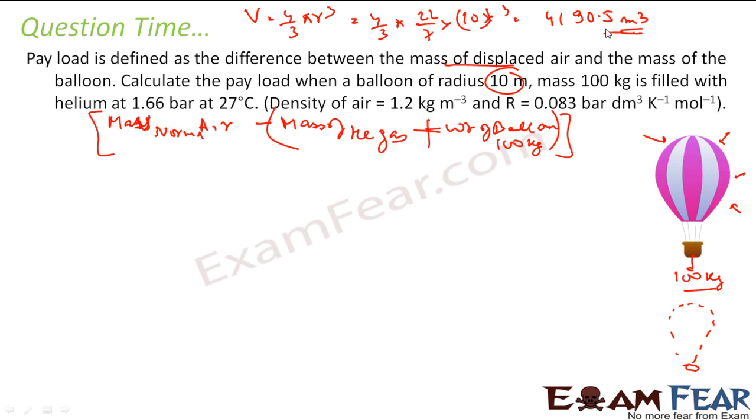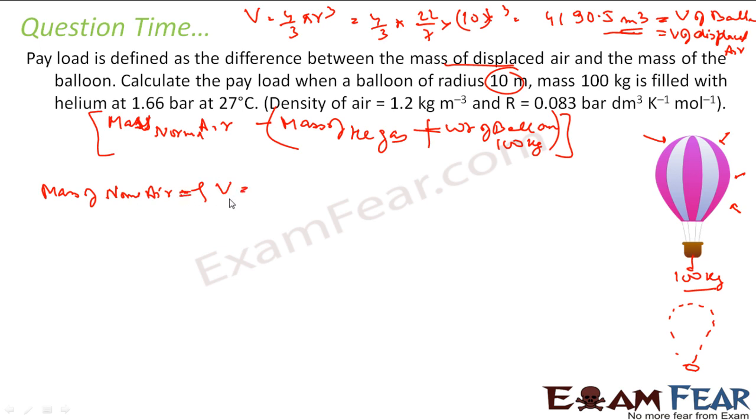If this is the volume of the balloon, the volume of displaced air, the normal air, is also the same, this much. This is my volume of balloon, and this is also my volume of displaced air, right? Because the air occupied the whole balloon. So if I want to find the mass of displaced air, normal air, the mass of normal air or displaced air is nothing but density into volume.